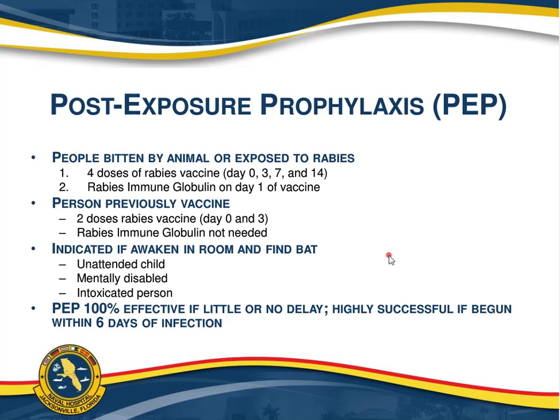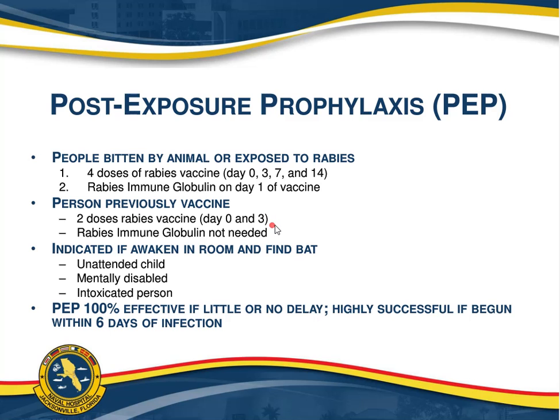You're getting this whole thing done. If you walk in and tell the ER doctor, I woke up and there was a bat in the corner of my room, you're getting 4 doses of rabies vaccine, and a rabies immunoglobulin on day 1 of the vaccine. The same applies if you're mentally disabled, or can't tell people. If you walked in the room and were awake the whole time, saw the bat and stepped out of the room, you're not getting this. If you fell asleep in that room, there's no way of telling if that bat bit you, so that's why you would be getting the vaccine.